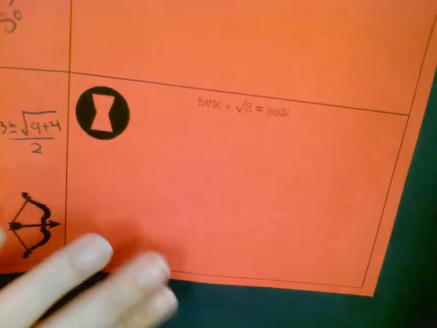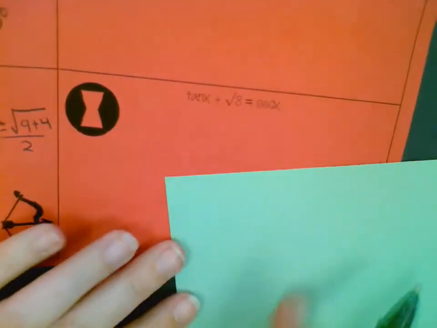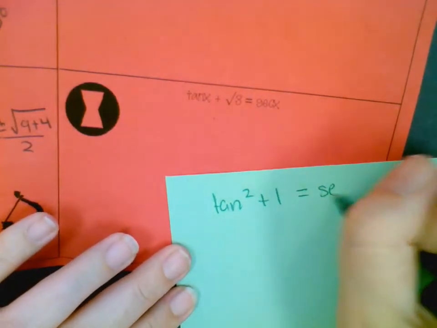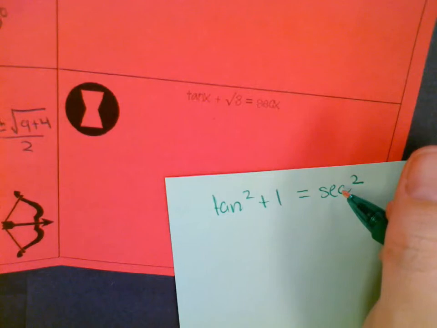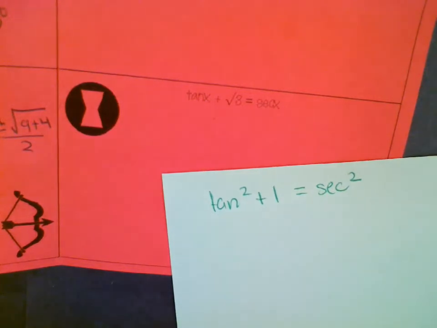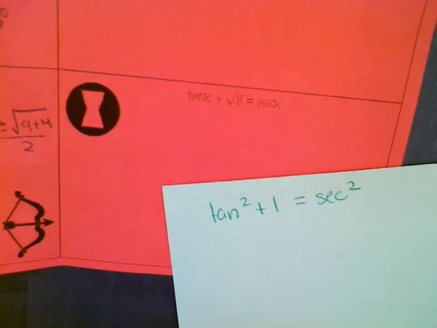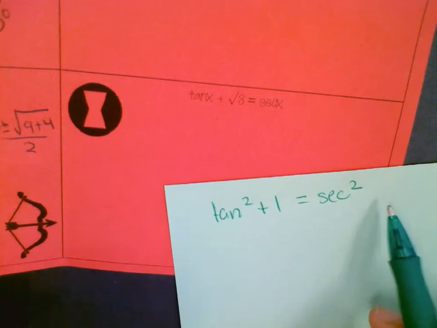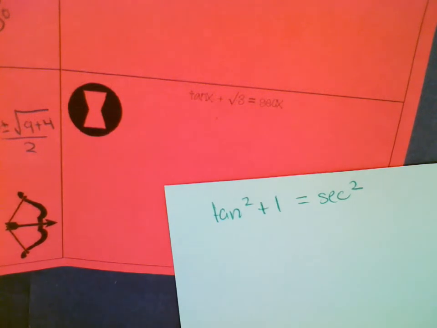But if we remember our identities, we know that the tangent squared plus 1 is equal to secant squared. I think. I don't know what my identity sheet is. I'm pretty sure that's what it is. Okay, so what we need to do is simplify this or change it to make it where we have it squared, so we can use this to turn it where it is all tangents or all secants.